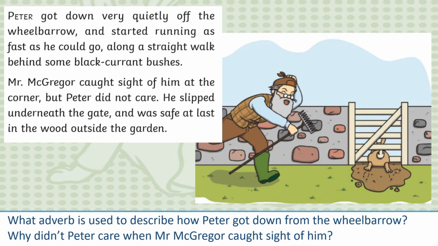Peter got down very quietly off the wheelbarrow and started running as fast as he could along a straight walk behind some blackcurrant bushes. Mr. McGregor caught sight of him at the corner, but Peter did not care. He slipped underneath the gate and was safe at last in the wood outside the garden.